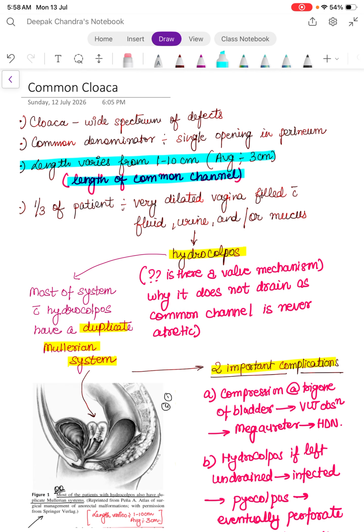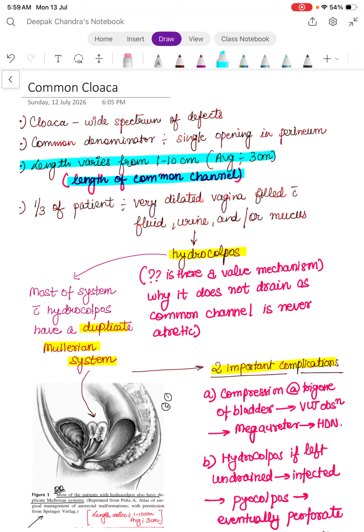Today we are going to discuss common cloaca, how to manage common cloaca. I have mentioned all the details, so I'll just discuss, and then if we have any doubt, we can discuss it in the comments also.